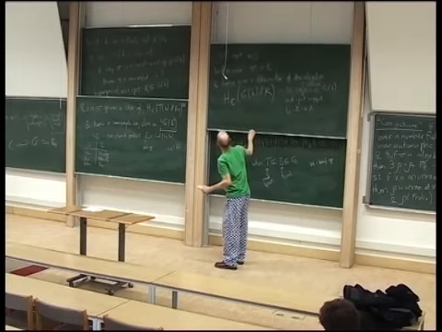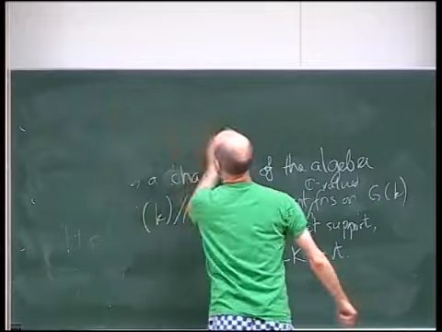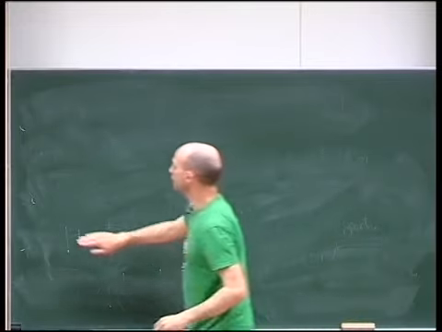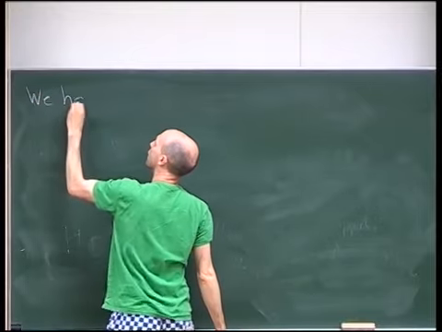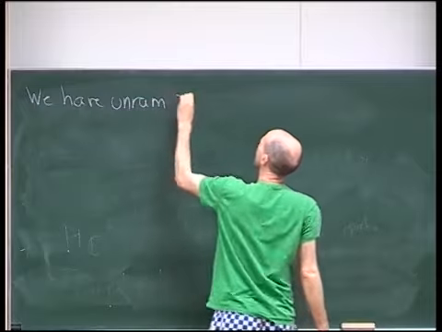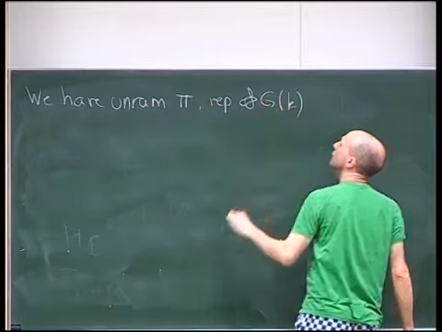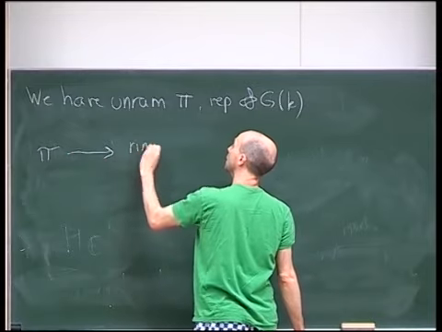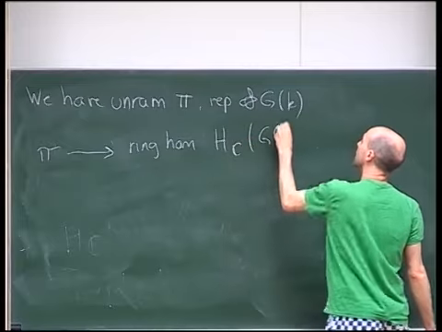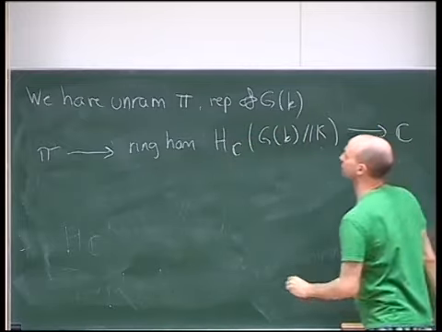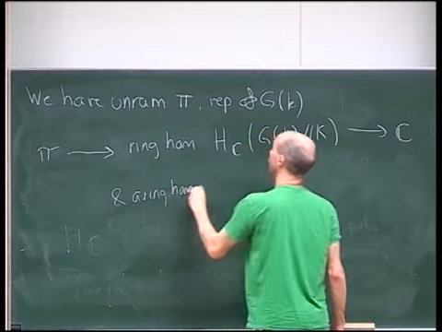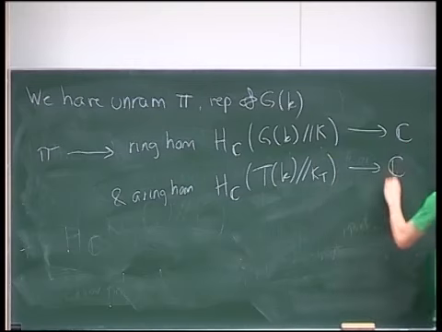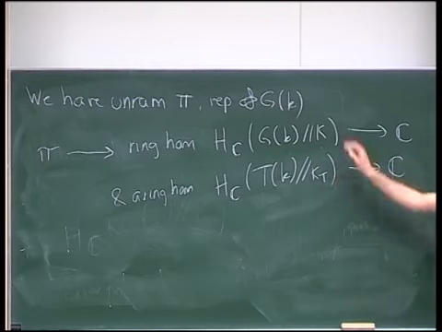So let me tell you two definitions of arithmeticity. And the funny thing is that they're different. So we didn't quite know which one to use at first, but here are two natural notions of arithmeticity. So recall, we have an unramified pi, a representation of G(K). And as I sketched, pi gives rise to two representations. It gives rise to a ring homomorphism from H_C of G(K), K to C, and it gives rise to a ring homomorphism, I'm just going to write the same group again, in this other form, H_C of T(K) modulo K_T to C. So these rings are isomorphic, and we have these two ring homomorphisms.